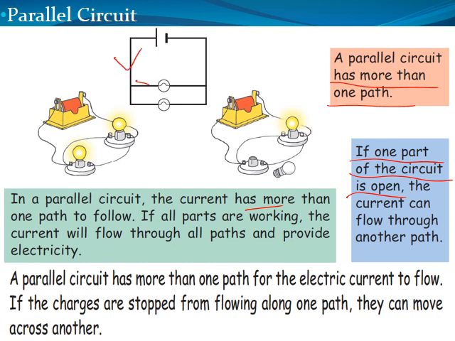Since here we have two ways for the electric current to pass through. This is the first, this is the second. So the parallel circuit has more than one path for the electric current to flow, while in the case of the series, we have only one path. So if the charges are stopped from flowing along one path, they can move across another path.